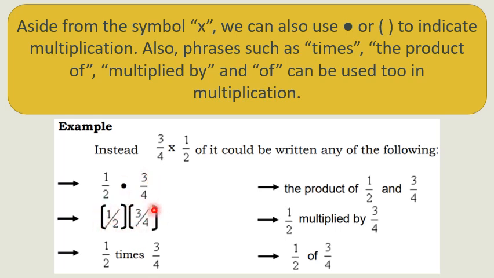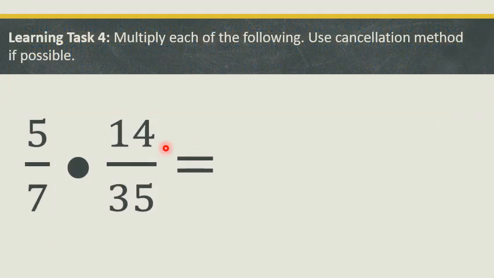Pag may nakita kayo na ganyan, na parenthesis, walang operation, times po yan. So, pwede rin gamitin yung word, 1/2 times 3/4. So, pwede rin the product of 1/2 and 3/4. 1/2 multiplied by 3/4 or 1/2 of 3/4. So, yan. So, ano nga uli ang ibig sabihin pag may dot na ganito? So, yan ay multiplication. So, multiply natin using cancellation method.